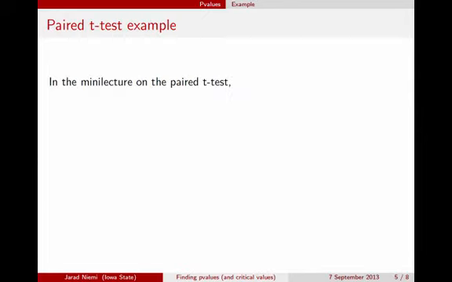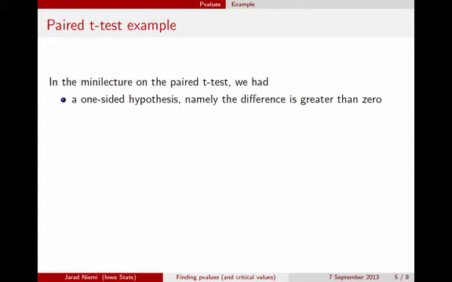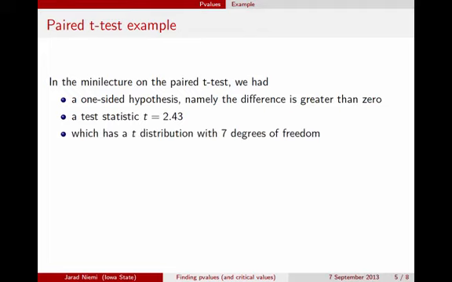All right, so let's give an example using the paired t-test that we've talked about previously. In that example, we have a one-sided hypothesis, namely that the difference is greater than 0. We have a test statistic that has a value of 2.43, and this test statistic under the null hypothesis has a t-distribution with 7 degrees of freedom sampling distribution. So what we're interested in is calculating this probability that a t-distribution with 7 degrees of freedom is greater than 2.43.